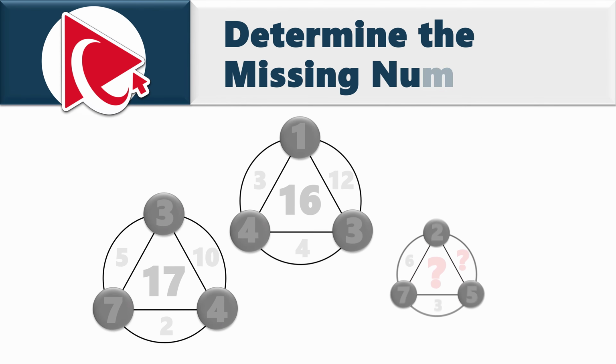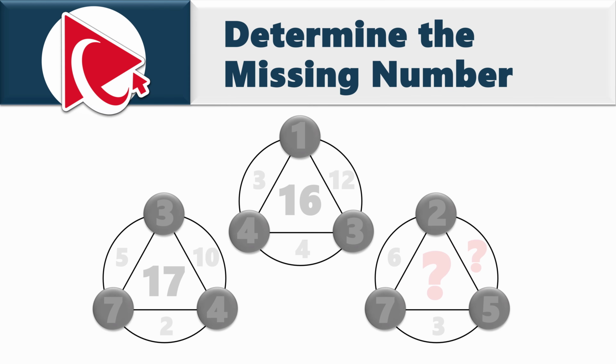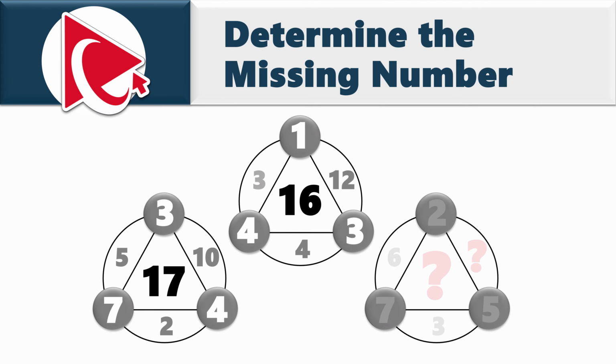You're presented with unusual looking shapes. Shapes have numbers inside. The middle number in the first shape is 17. Numbers in the small circle are 4, 7, and 3. And numbers inside the large circle are 10, 2, and 5. In the second shape, the middle number is 16. The numbers in the small circle are 3, 4, and 1. And the numbers inside the large circle are 12, 4, and 3.